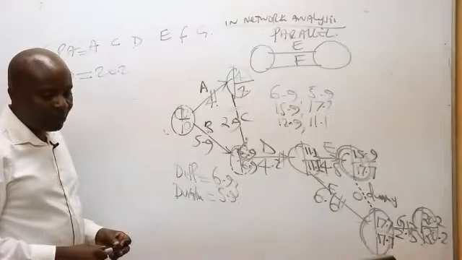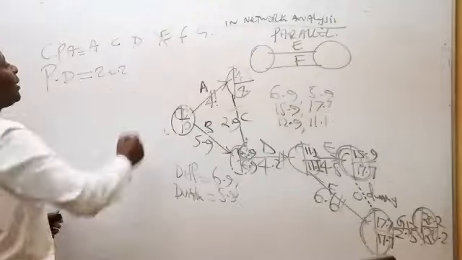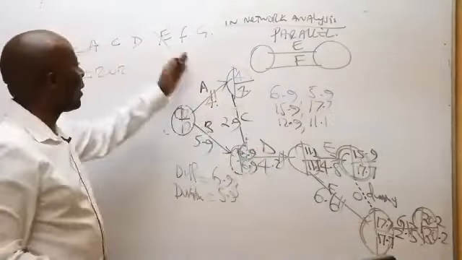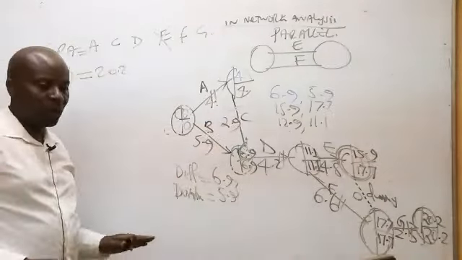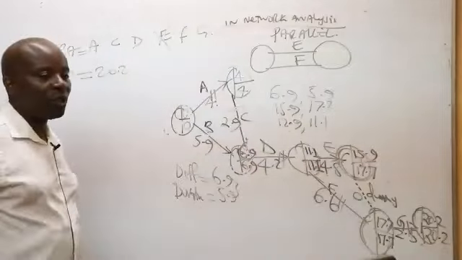Fatma says E is not supposed to be there. It is supposed to move like A, C, D, F, G. How could I not? E is not critical. E is not critical at all.